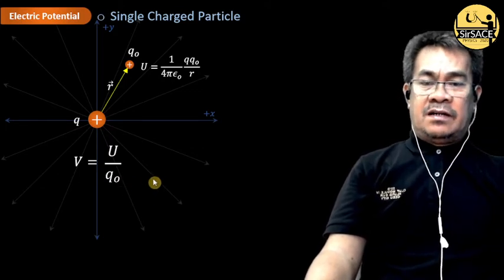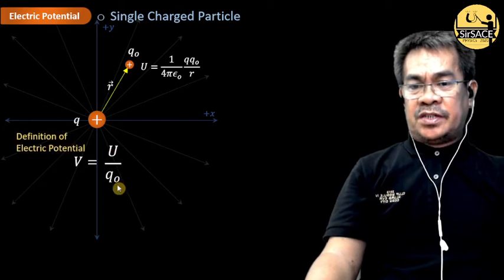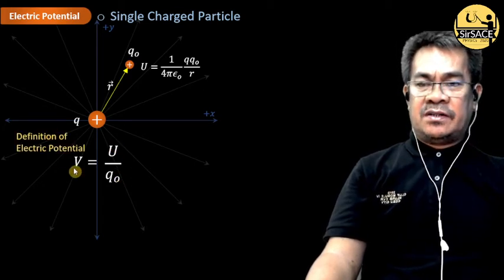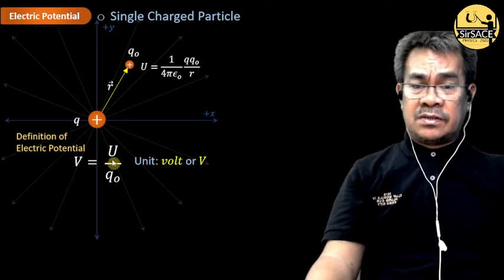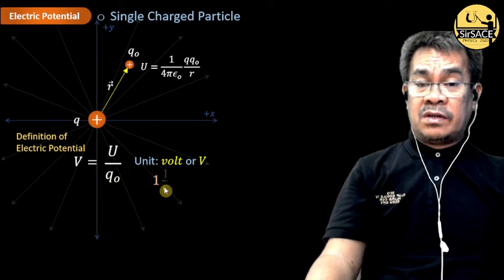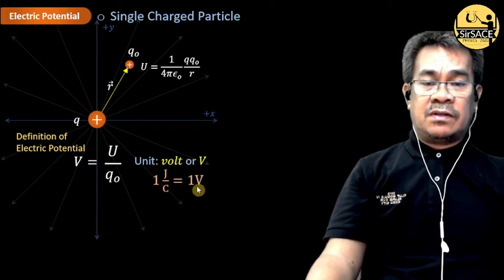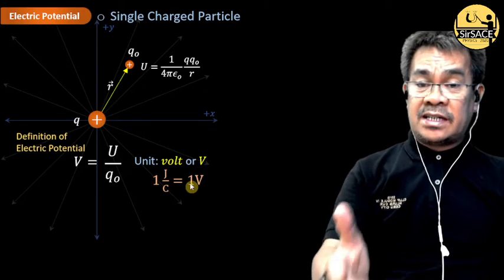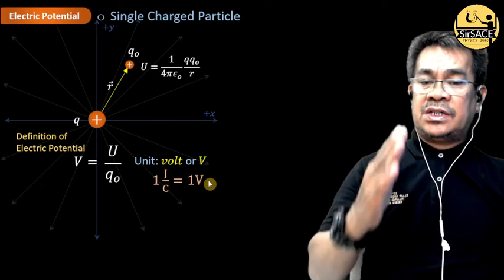Take note that this is energy per charge, right? So this is the definition of electric potential. The unit should be volts. Why volts? Because this is joules per coulomb. Remember that 1 joule per coulomb is equal to 1 volt. The volt is the SI unit, joules per coulomb is not SI, so we use the unit of volt.